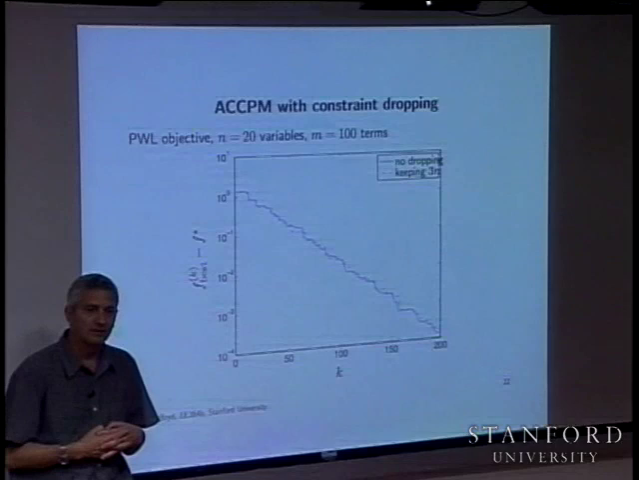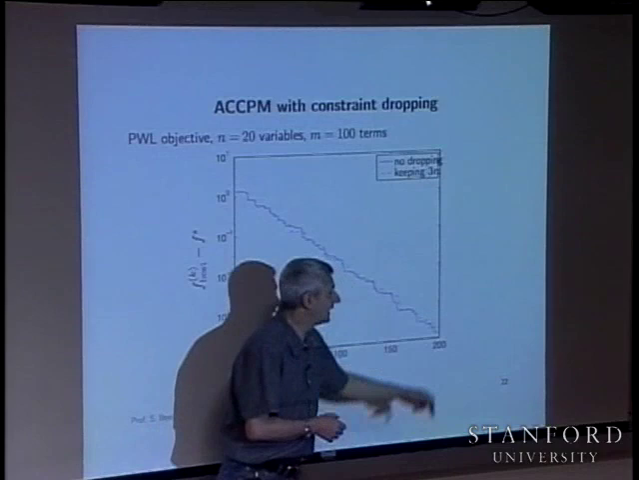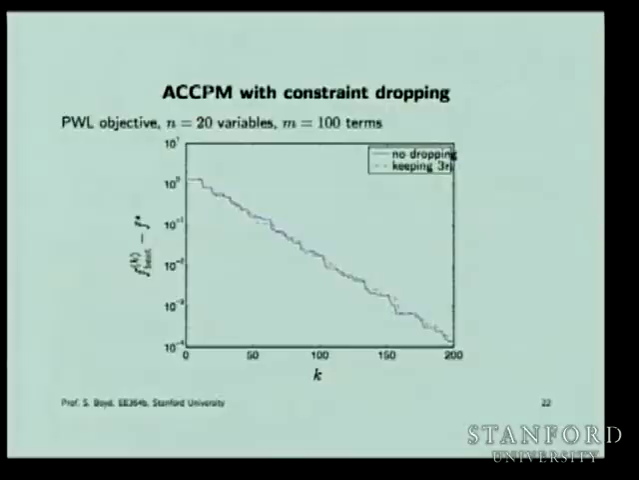When you drop or when you don't drop? Both. The blue is no drop. The red is keep 60. So you're dropping. What is it? 240 over 60.